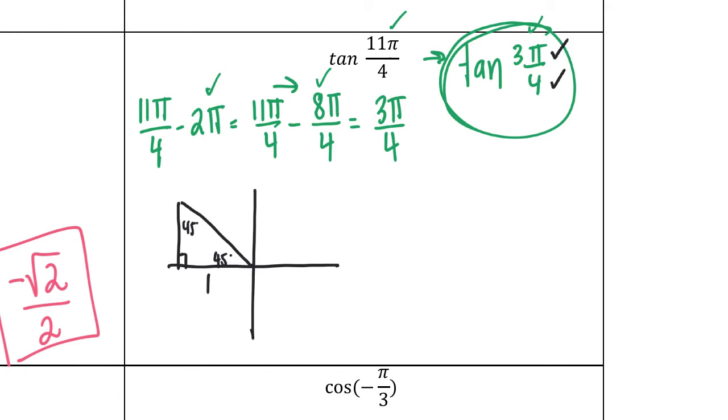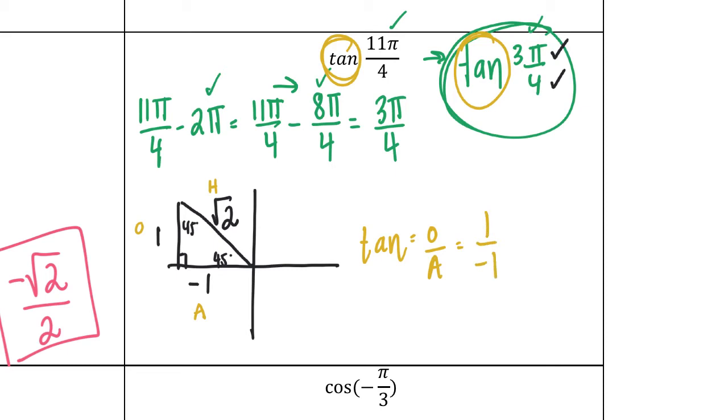Fill in your legs. Check your signs. Label your opposite, your adjacent, your hypotenuse. In this problem, we're asked to find the tangent, as you can see up here. 1 over -1, your final answer should be -1.